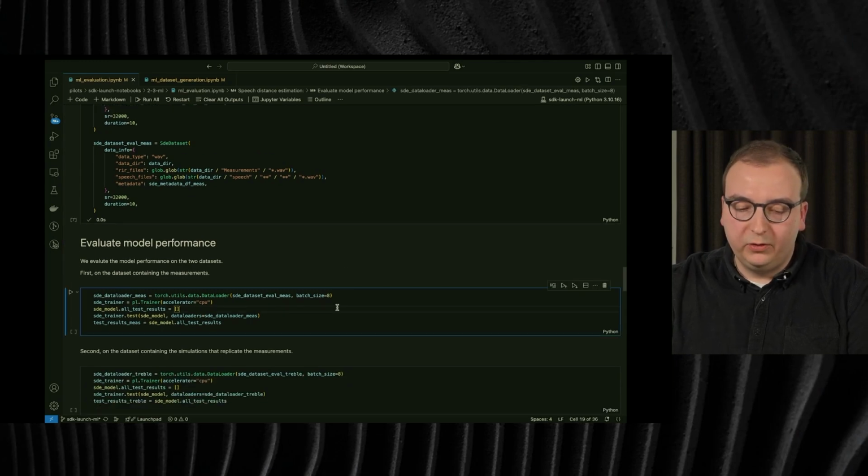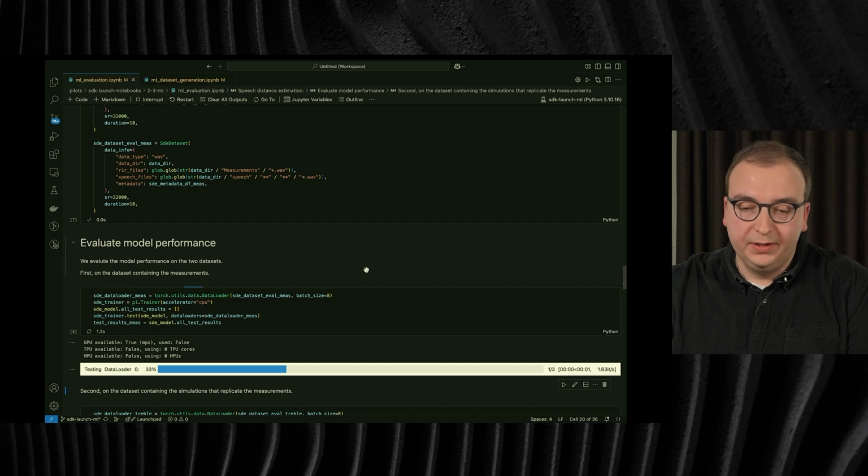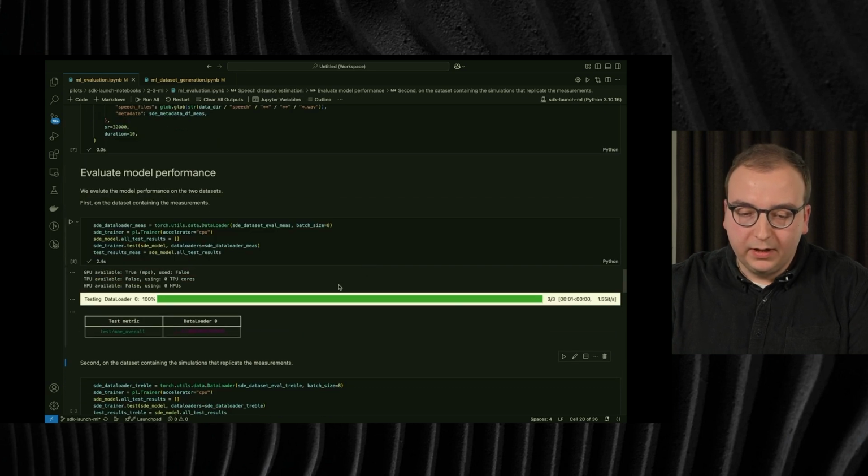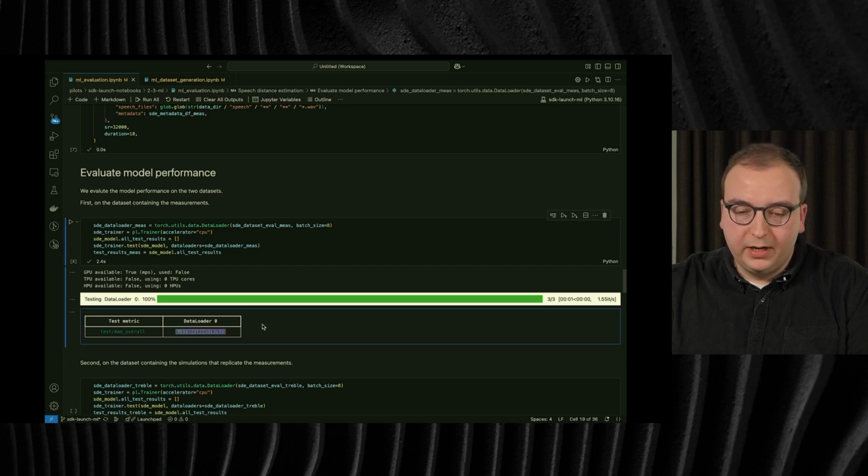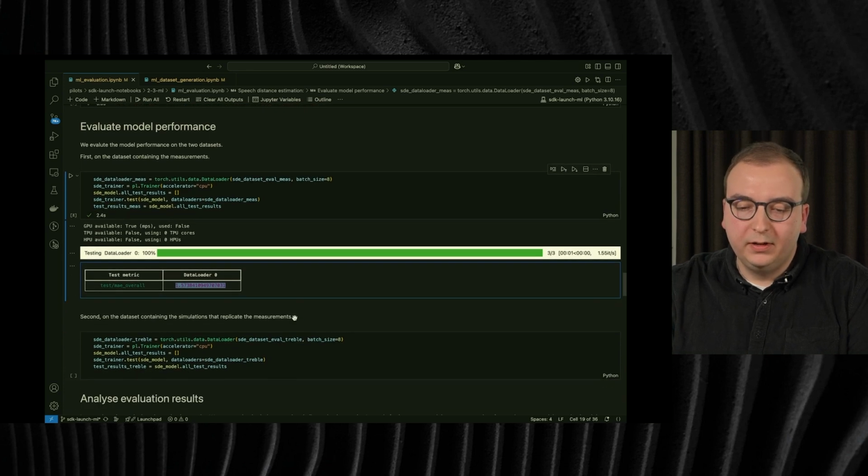So first we evaluate the performance on the measurements. If we do this, we only have a couple of items here, so the evaluation is quite quick. And we see that our mean absolute error is 1.57 meters. And now, after this is completed, we can also run the evaluation on the matching simulation.